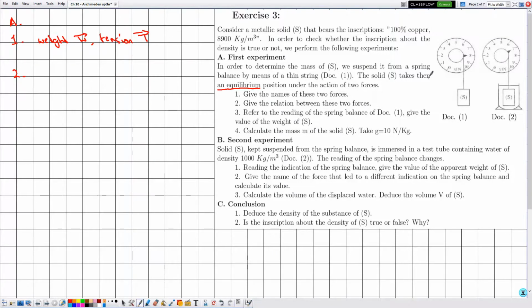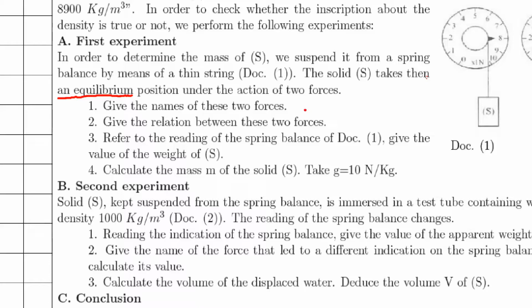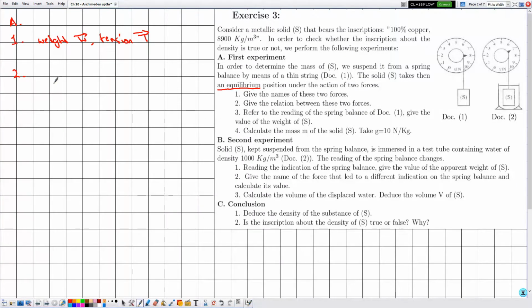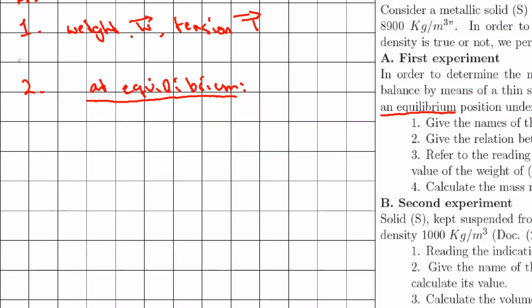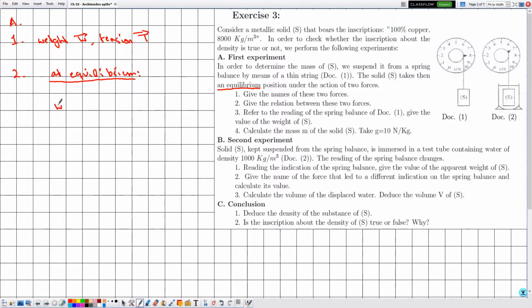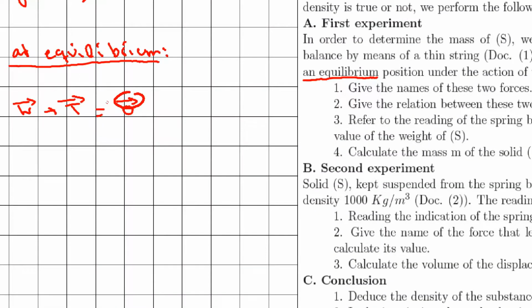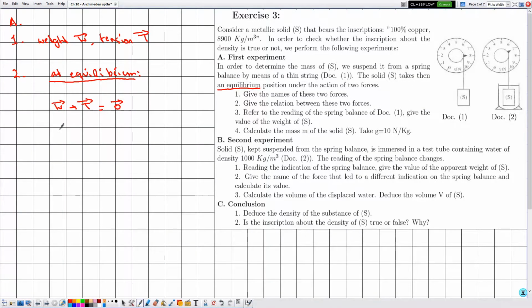Number 2. Give the relation between these two forces. So they are asking me about the vector relation, in other words, the condition of equilibrium. How do you apply this condition? We always start by writing at equilibrium as a title. Then on the left, we write the sum of forces acting on the solid S, and they are given by the weight and the tension. Then the weight vector plus T vector is equal to the 0 vector. We don't forget the 0 vector because this is a vector relation. And moving T to the right hand side, W vector is equal to minus T vector.